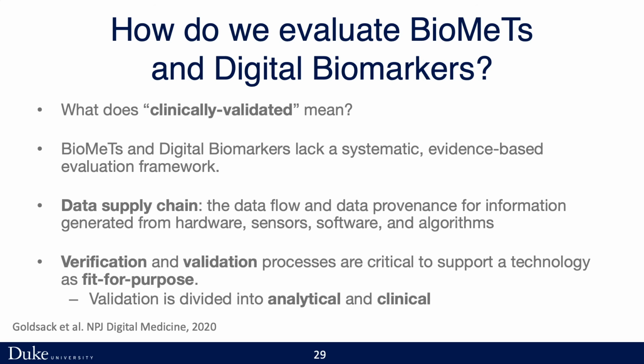And so some of the things that can make it tricky to perform this verification and validation process is that we have these breaks in the data supply chain. And so at the point where we actually access the data can matter. It's important for us to define that data supply chain as the data flow and data provenance so that we understand what's been manipulated in the data and at what points in the data supply chain, where information goes from hardware, sensors, software to algorithms.